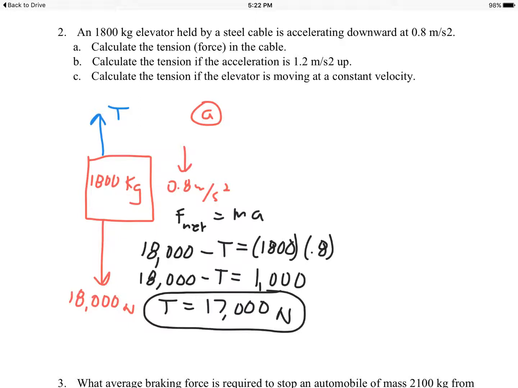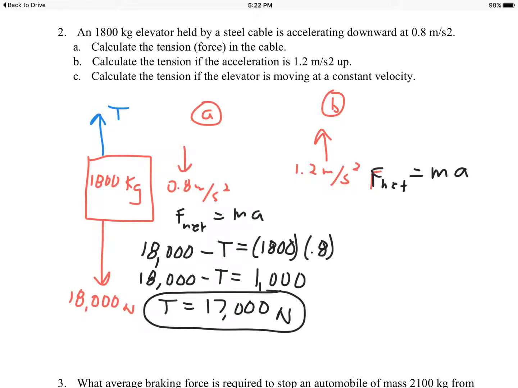Now in part B, the acceleration is up at 1.2 meters per second squared. But I'm going to still apply Newton's second law, F net equals ma. But when it's accelerating up, it's still the same diagram.